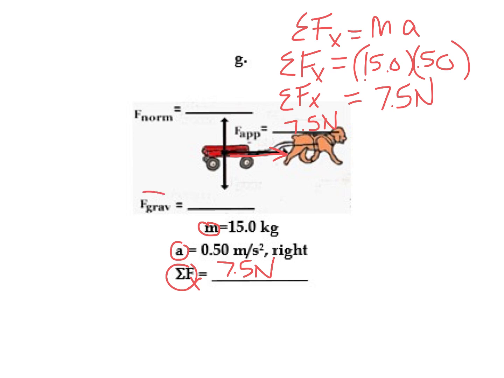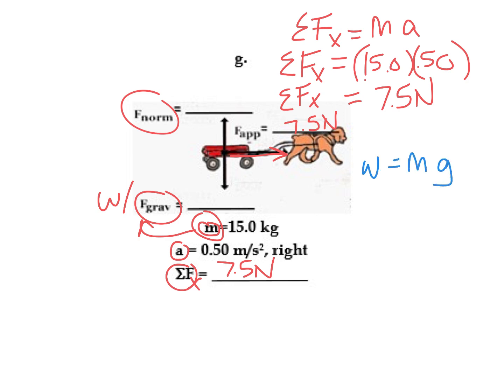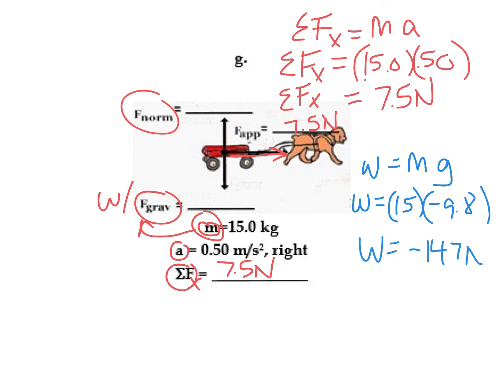The only thing left to do is figure out force of gravity and normal force. Don't forget, force of gravity is the same as weight. And if I know my mass, I can figure that out. Let me switch colors and let's do that really quick. Weight is going to be mass times the acceleration of gravity. My mass is 15 kilograms. Acceleration of gravity is negative 9.8. So if I do 15 times a negative 9.8, it's going to be somewhere around 150, and it comes out to about negative 147 newtons.